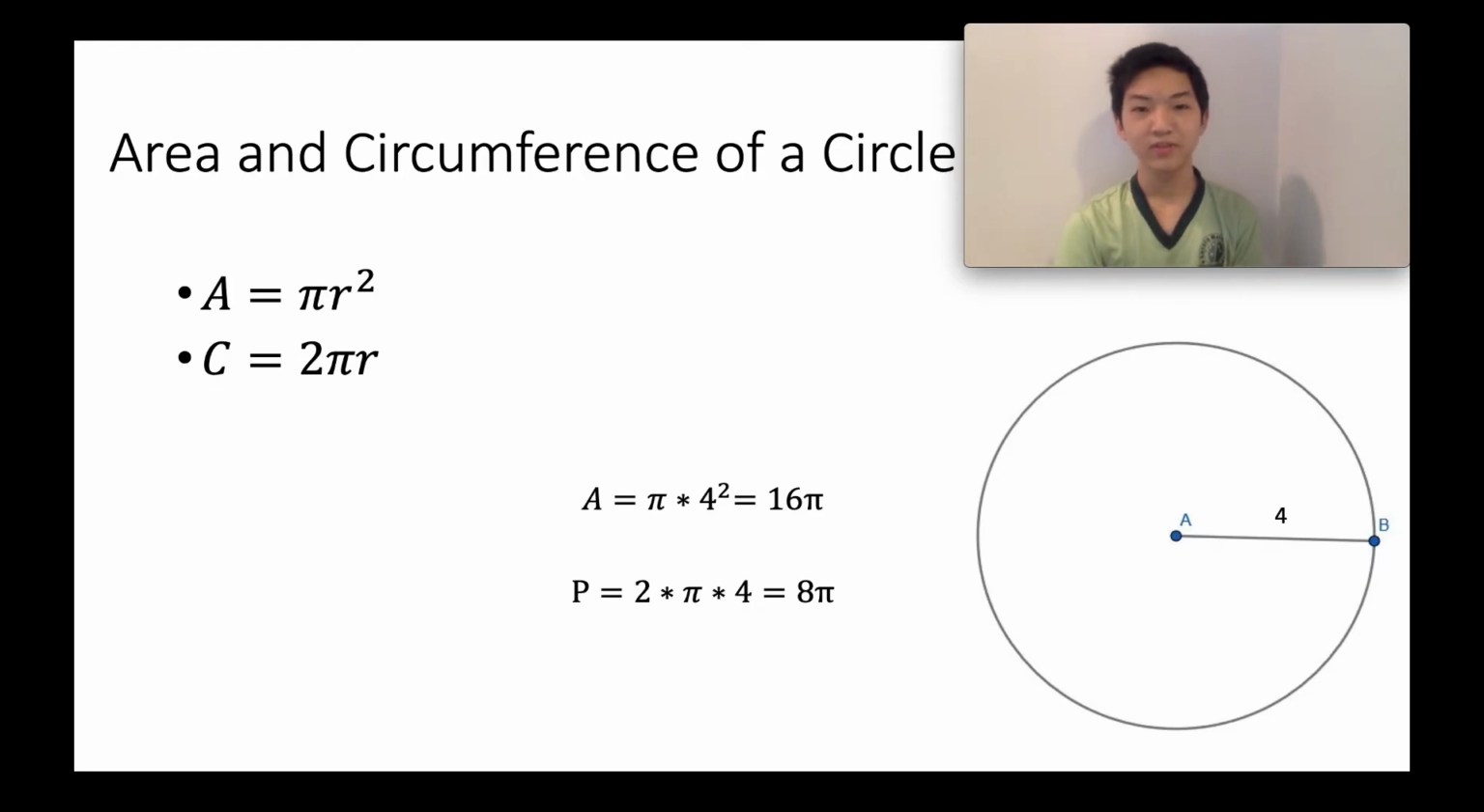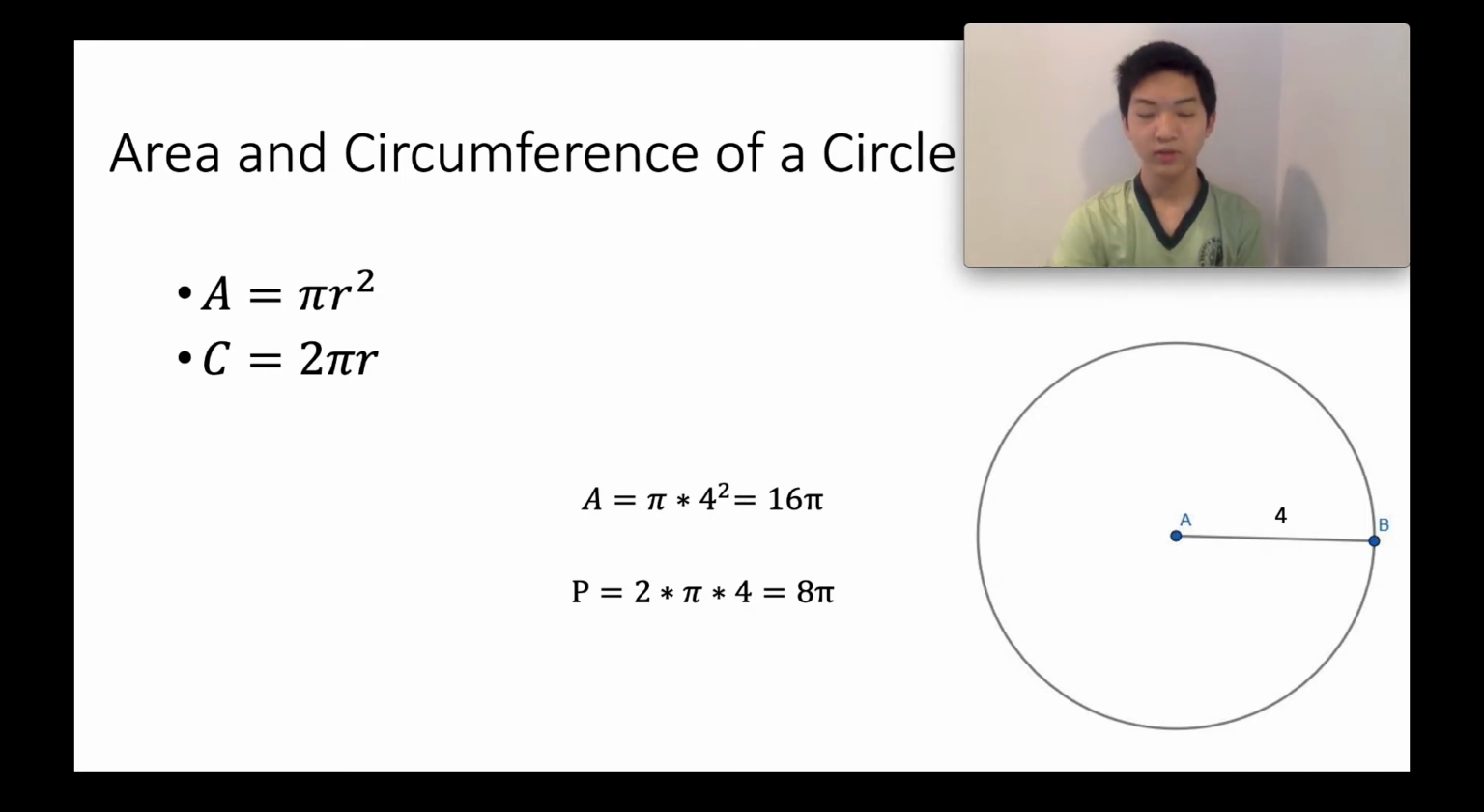So first, we'll do a quick review of the area and circumference of a circle. The formula for the area of a circle is pi r squared, where r is the radius, while the formula for the circumference of a circle is 2 pi r. For this circle here, we can see that the radius is given as 4.